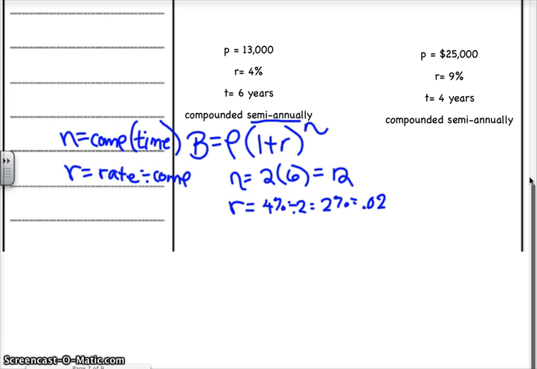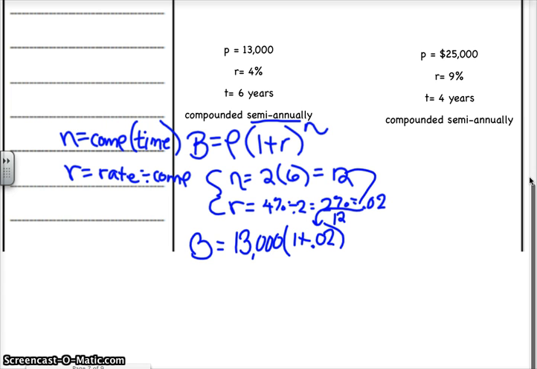Now I plug in. Oh my goodness, here it comes. This is the biggest issue for students most of the time, is knowing what N and R is. Plugging in seems to be a little bit better. So I'm going to do my principal, 13,000, times my 1 plus my R, which is 0.02, to the nth power, which is 12. Now notice where everything went. This went here, and this went there. And then I just plug it in. In my calculator, this is how I do it.